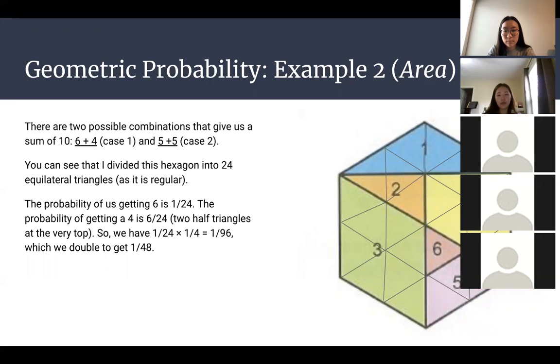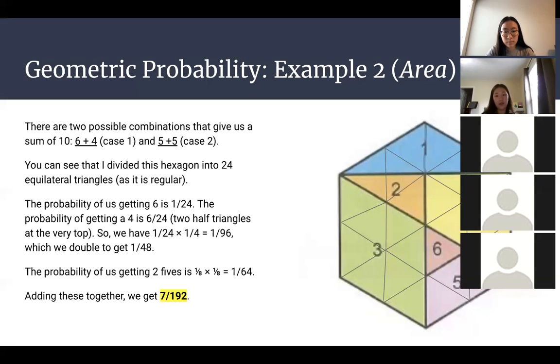And we have to make sure to double here because we know that 6, 4 and then 4, 6 are two different possibilities. Then for our second case, 5 plus 5, we know that is 3 out of 24 times 3 out of 24, because it's 3 of those triangles, which is also 1/8. If you multiply, it's 1/64. And here we don't double, because getting a 5 and a 5 is just one case, not two different ones. So add those two together and you get 7/192.